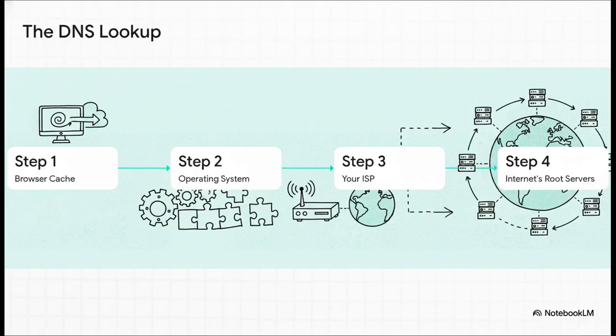Now, your computer is pretty smart about this. It doesn't just immediately shout out to the whole internet for help. First, it checks its own memory, kind of like checking its pockets. That's the browser cache. If it's not there, it asks the operating system. Still no luck? Okay, it'll ask your internet service provider. It's only if none of those nearby sources know the answer that it goes all the way up the chain to the internet's big official root servers. It's this whole cascading series of questions, all designed to get the answer as quickly and efficiently as possible.